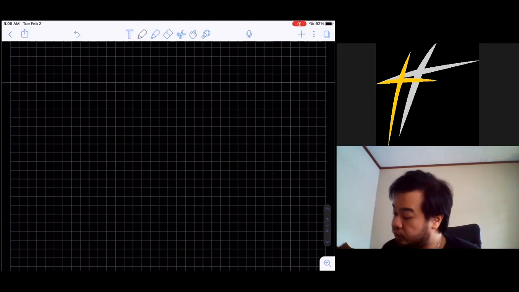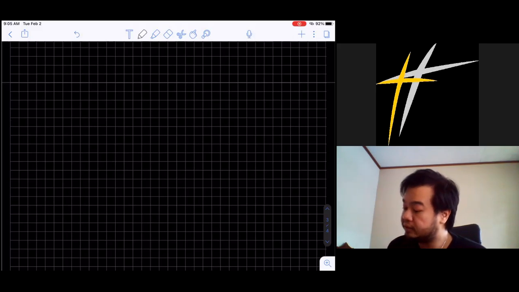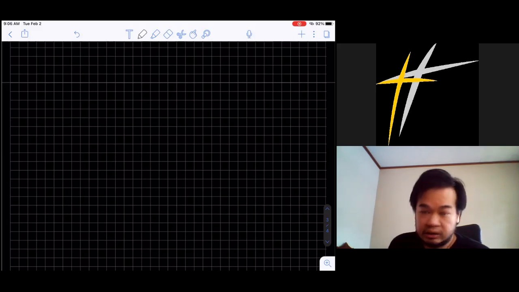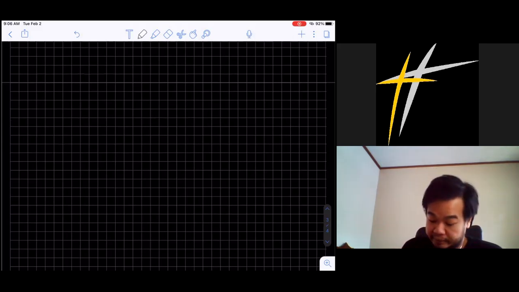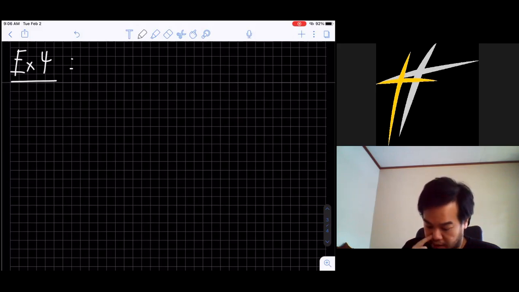This is the key word. The solid has square cross-sections, perpendicular to the x-axis. Find the volume. Okay, so example 4. I will draw it two-dimensionally first.